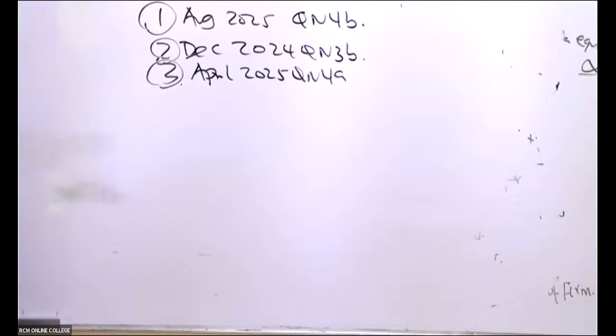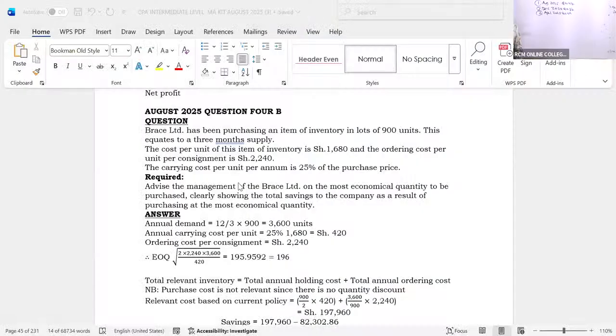Thank you so much. So we are told here, ladies and gentlemen, Brace Limited has been purchasing an item of inventory in lots of how many units here? 900 units. This equates to a 3-month supply. The cost per unit of this item of inventory is 1680. And the ordering cost per unit per consignment is 2240. The carrying cost per unit per annum is 25% of the purchase price. So advise the management of Brace Limited on the most economical order quantity to be purchased, clearly showing the total savings to be made as a result of purchasing the most economic quantity.